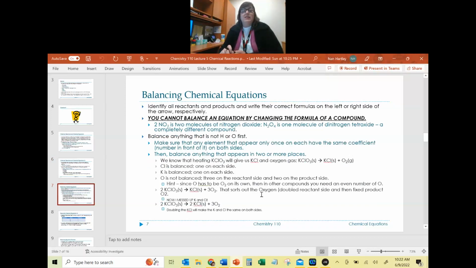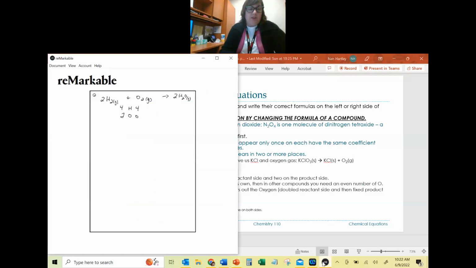Balancing chemical equations. We need to identify all reactants and products and write the correct formulas on the left or right side of the arrow, respectively. You cannot balance an equation by changing the formula of a compound. Remember, we have talked about how we write these formulas, and that it has to be the way that it is. So we can't change those subscripts here. Those subscripts are determined by the chemistry that goes on.